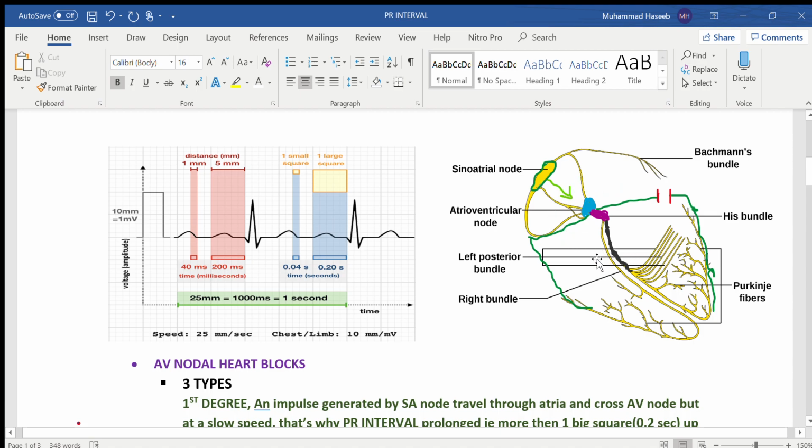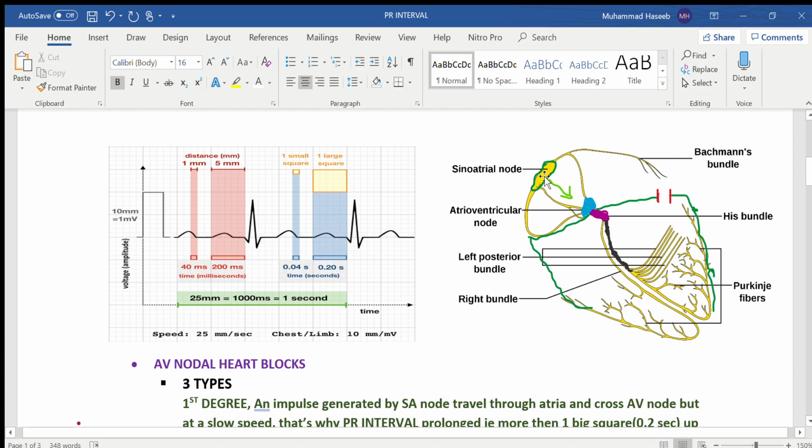When the ventricles are filled, the impulse will leave this AV node and move onward into the bundle of His and then into the bundle branches, the left bundle branch and the right bundle branch. This is the bundle of His, and here are your Purkinje fibers, from the right bundle branch and left bundle branch. Now back to the PR interval.